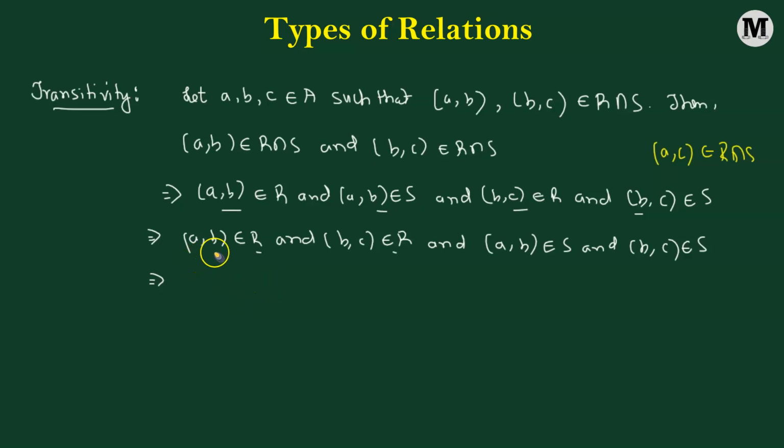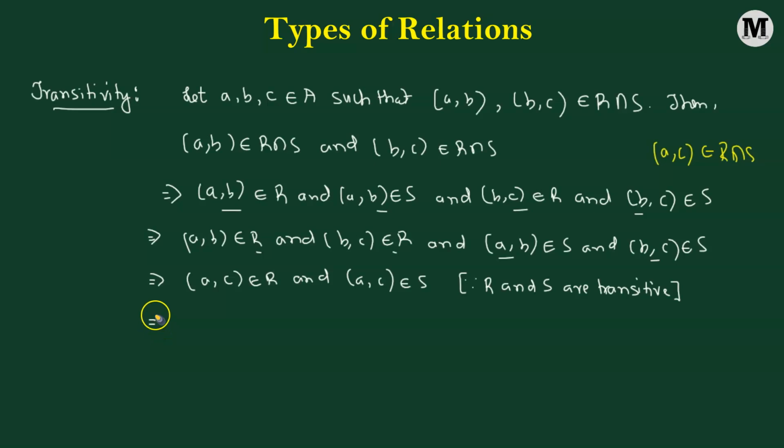So what does it mean when we say a given relation is transitive? It means that if we have (A, B) belonging to R and (B, C) belonging to R, then it must be true that (A, C) must belong to the relation R. And similarly, we have the ordered pair (A, B) belonging to S and (B, C) belonging to S, so that means that (A, C) belongs to S as well. Now we can combine these two statements as (A, C) belonging to R and S, or we can say the ordered pair (A, C) belongs to R intersection S.